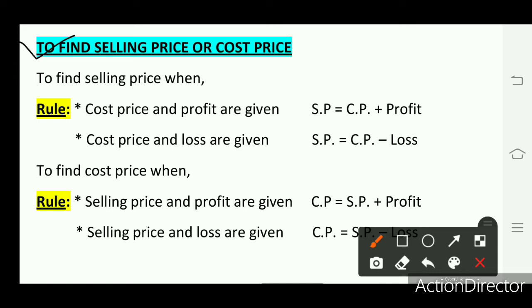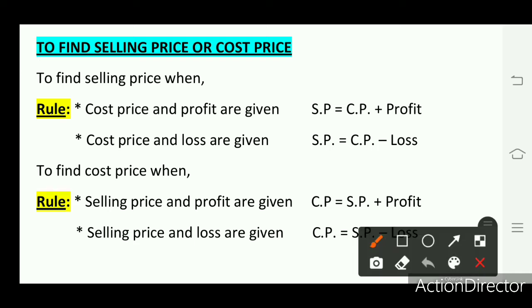Now to find selling price or cost price. To find selling price, when cost price and profit are given, selling price SP equal to cost price CP plus profit. The next rule, to find selling price, when cost price and loss are given, then SP equal to cost price CP minus loss.